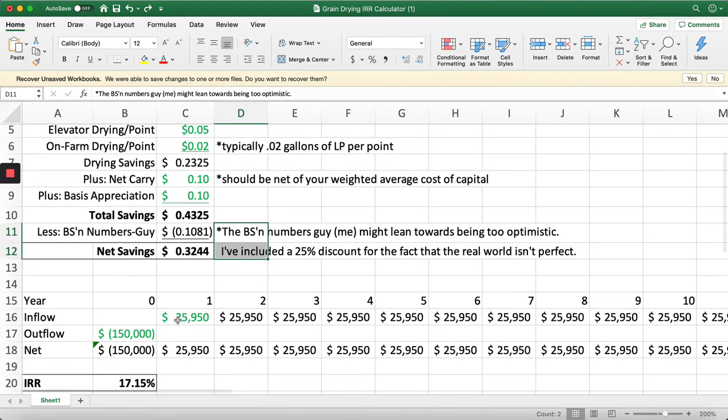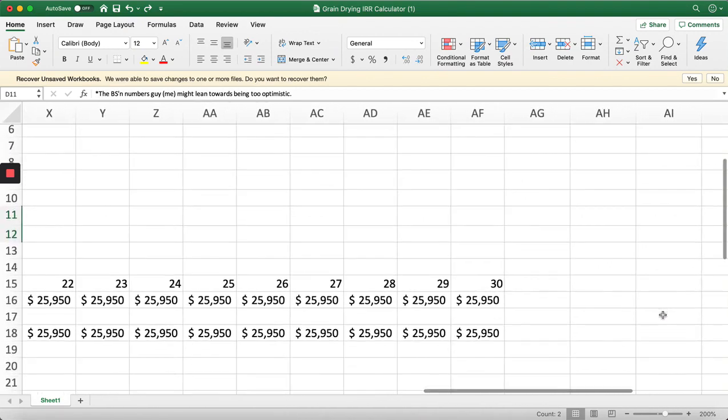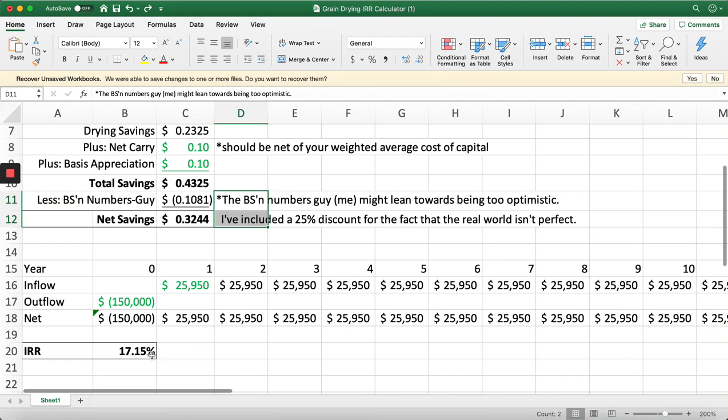So if we take that benefit and extrapolate it out over time, and I did a 30-year benefit here, this is what our IRR is on that investment. So a 17.15% annualized rate of return on that grain storage investment.